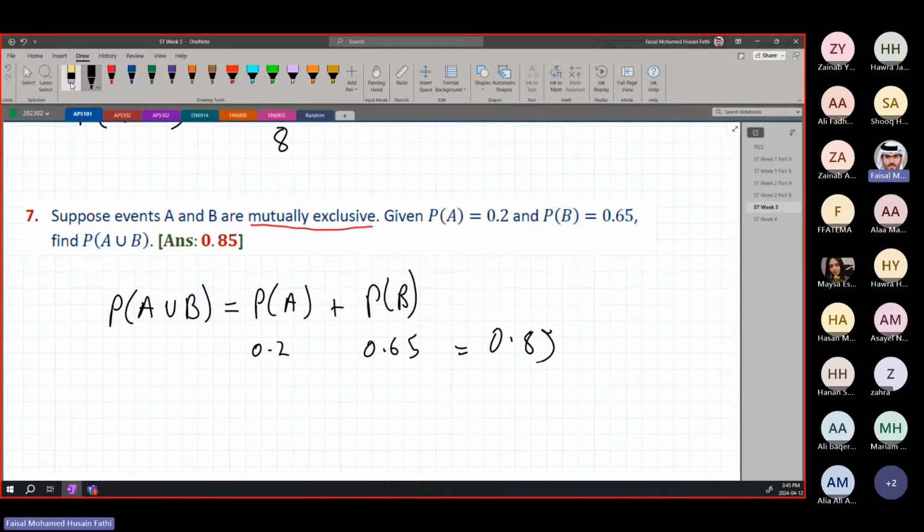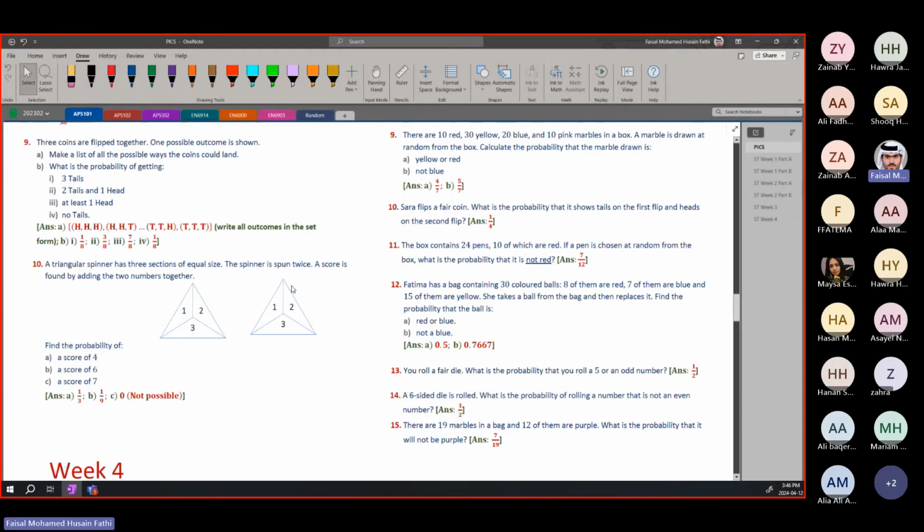But the reason I wanted to show you this is how you should analyze the question. When you read mutually exclusive, you instantly know that there's no intersection. And then P of A and P of B, you're just going to add them up together because they're asking for the union. And then that is going to be your answer.